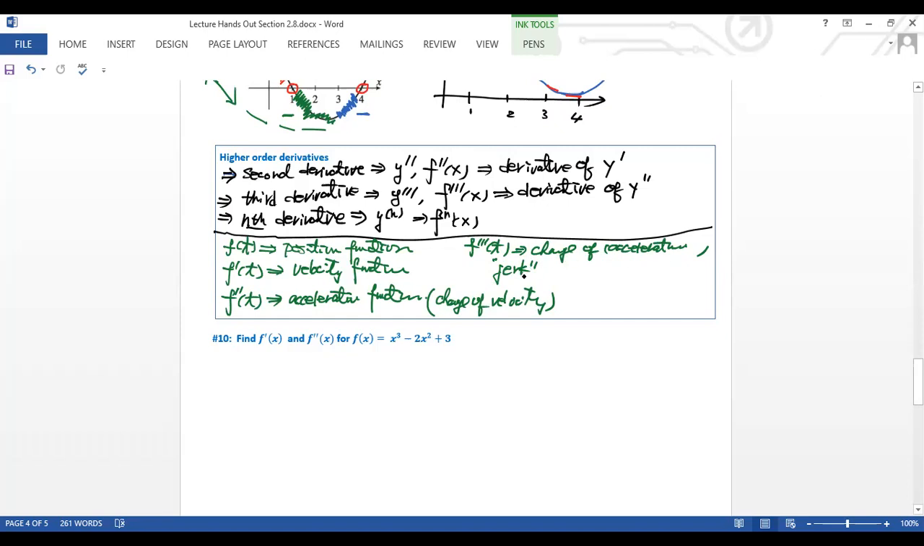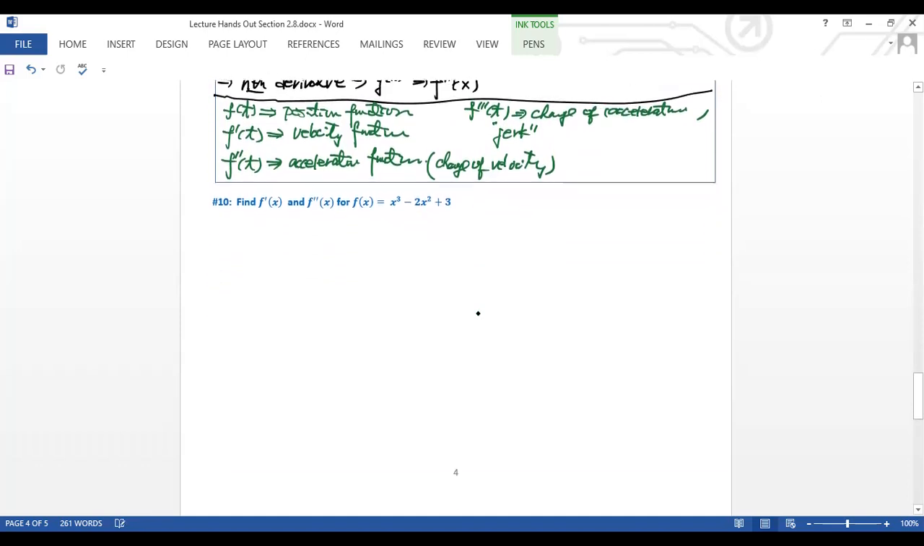Okay, so let's take a look. How do we do that? Let's look at number 10 here. For problem number 10, we want to find the first and second derivative of this function.